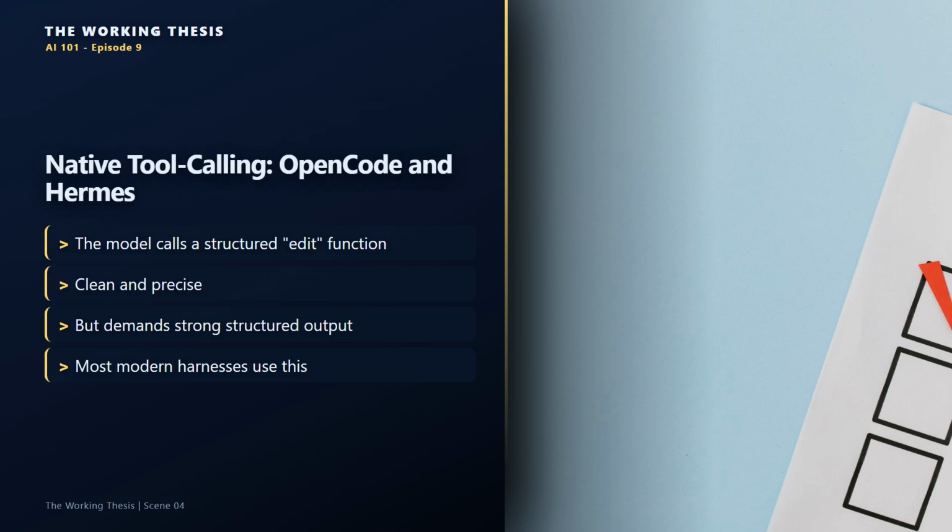However, it completely relies on the model being exceptionally good at structured output. If the model is bad at writing valid JSON, if it forgets to escape a quotation mark or messes up a bracket, the tool call fails and the entire system collapses.